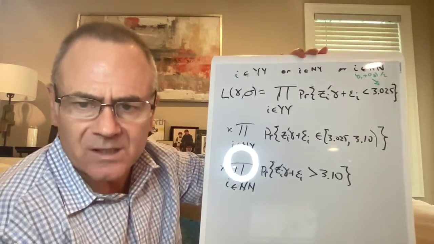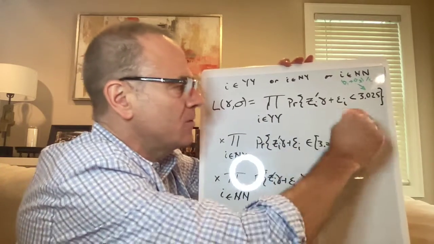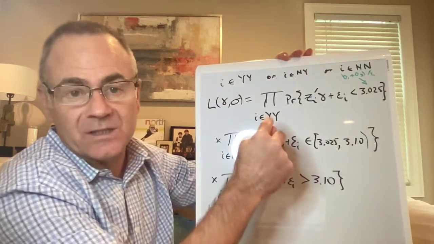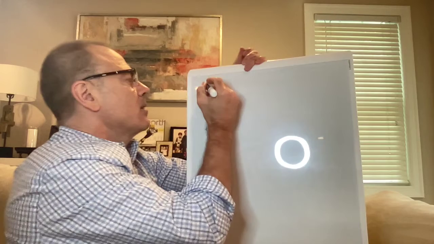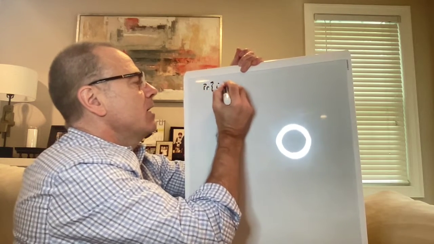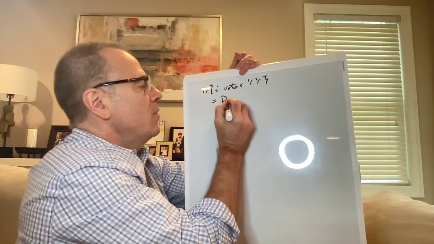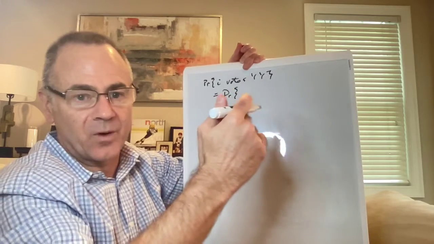Okay, let me take each of these terms. I want to simplify those. The first one, this term just equals the probability that I votes yay yay. Probability I votes yay yay equals the probability his ideal point is less than 3.025.